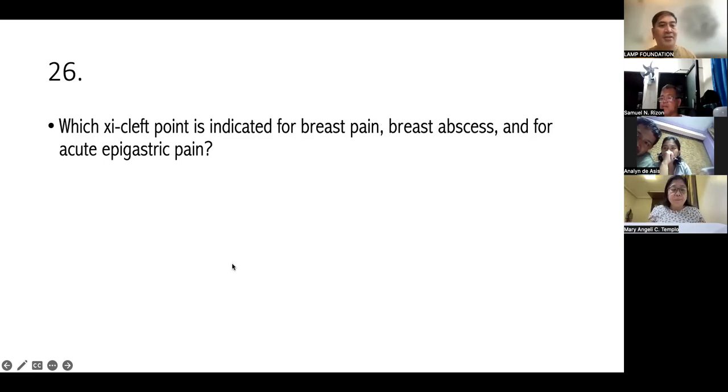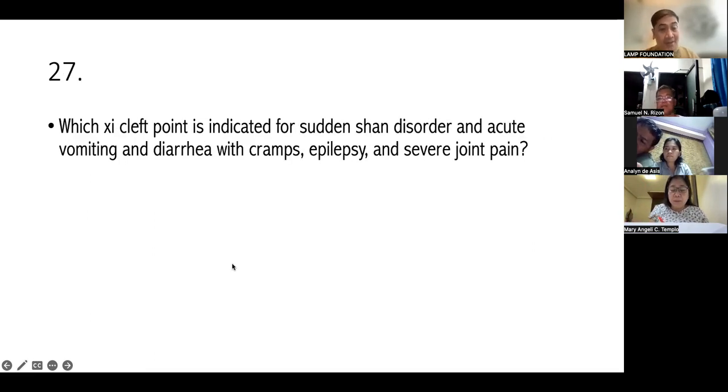Which Xi Cleft point is indicated for breast pain, breast abscess, and for acute epigastric pain? Stomach 34. Great. Di ba mas exciting if you locate the stomach 34 on the ear? The reason why we use the stomach here, kasi dumadaan po siya sa breast. Di ba? Great.